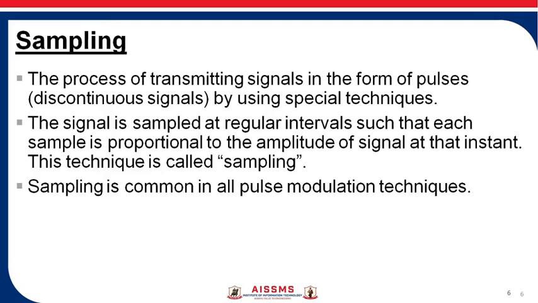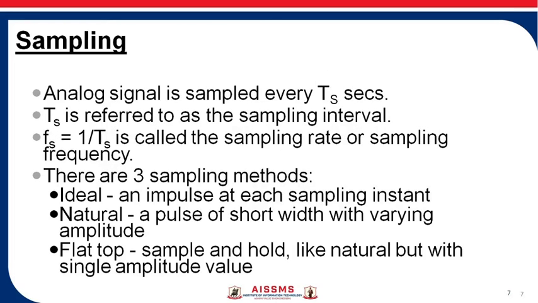For pulse modulation, the process which is used is called sampling. So first we understand what is meant by sampling and then we are going to see the analog pulse modulation techniques. Sampling is the process of transmitting signals in the form of pulses by using a special technique. The signal is sampled at regular intervals of time, and the sample is proportional to the amplitude of the signal at that instant. This technique is called sampling, and the sampling technique is common for all pulse modulation techniques.